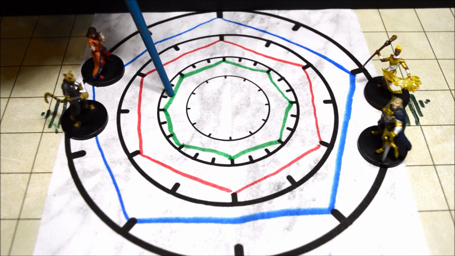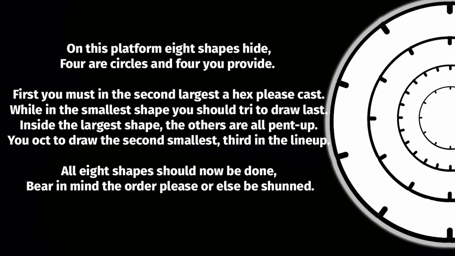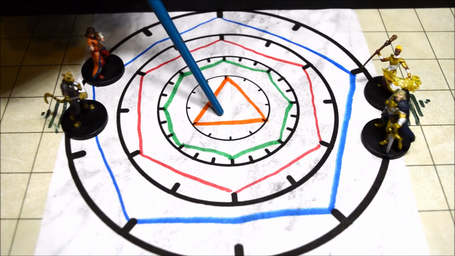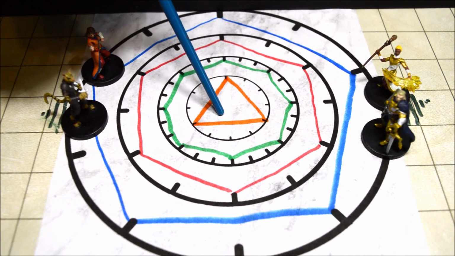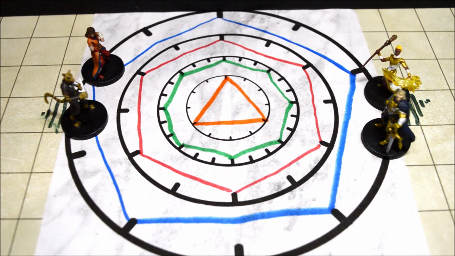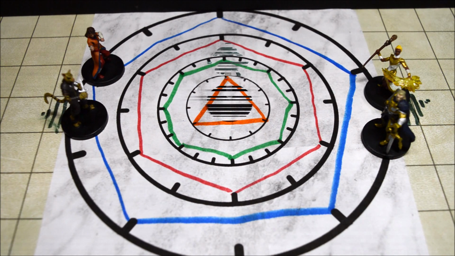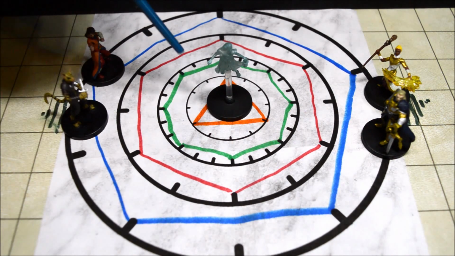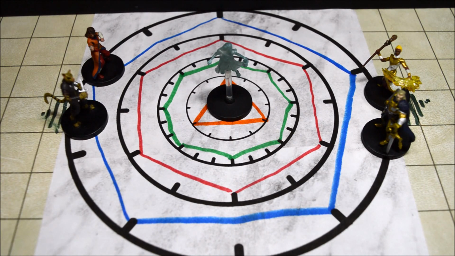And now we go back up to the second line of our cryptic message. "While in the smallest shape, you should try to draw last." And if you look at the word try, it is spelled T-R-I. And try, T-R-I, means 3. So we will need to put a triangle in the smallest circle. So the fourth shape that we're going to draw with our chalk is a triangle, and when we complete this ritual, the being that the characters needed to summon appears through a portal and is able to answer their questions.